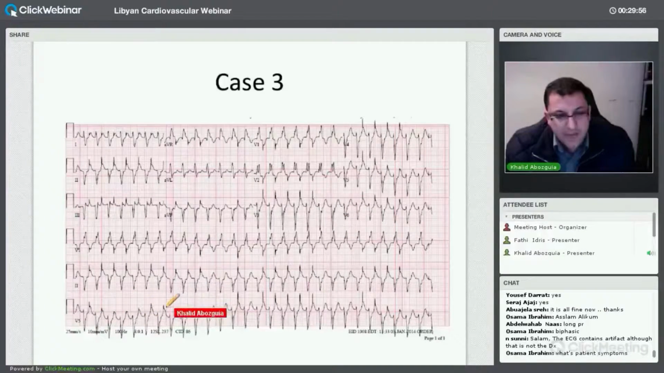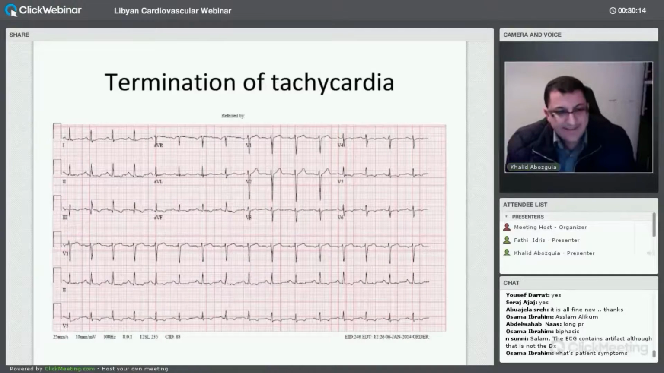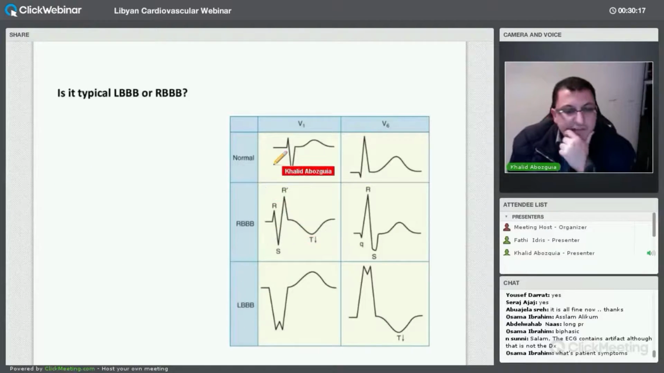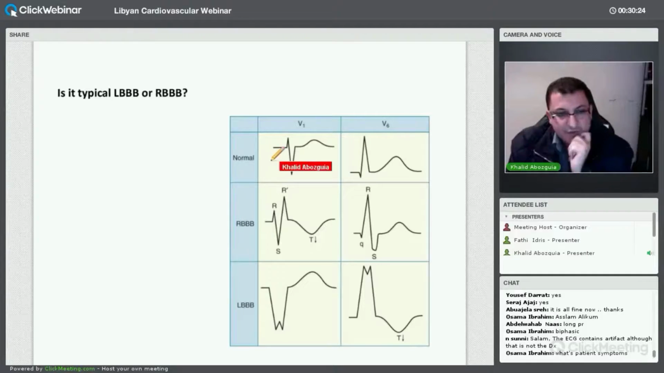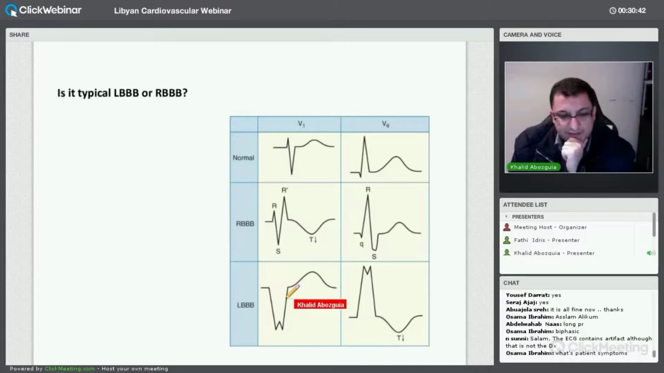It's clearly a genuine rhythm. Now the question is, this is my approach, is this aberrancy? Is this left bundle or right bundle? I look at V1 and V6. Just to remind you, after I establish this is a broad complex tachycardia with no pacing spike, I look, is this typical right bundle? Do you have the RSR prime in V1, and then a tall R and a deep S in V6? If it is left bundle, obviously you have a negative QRS in V1, and then a mainly positive QRS in V6.